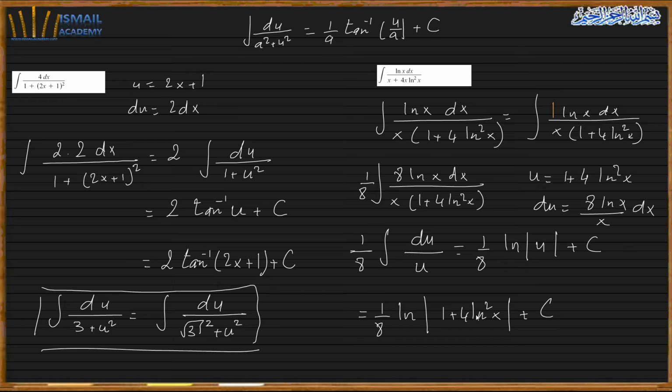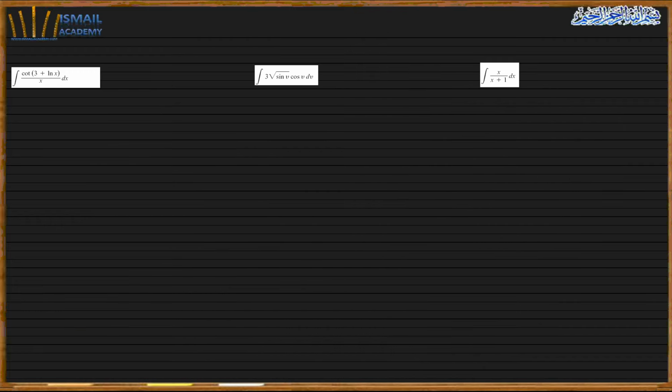We know that 1 is positive, ln square is positive, 4 is positive, that means the whole thing is positive. So I don't need to have absolute value, so I will take it off and I put parentheses. So it's going to be ln of 1 plus 4 ln square x plus c. If this is not always positive, then keep the absolute value. Alright, so next question.